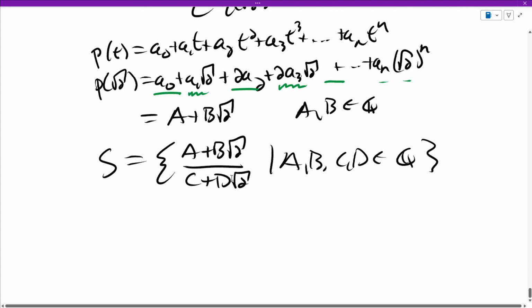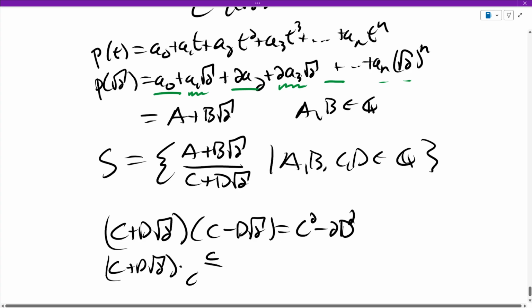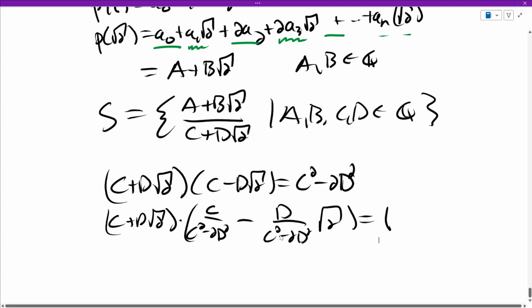But we know how to compute multiplicative inverses of c plus d root 2, right? C plus d root 2 times the conjugate expression is c squared minus 2d squared, which is not 0 if c and d are not 0. And so c plus d root 2 times the conjugate, divided by that c squared minus 2d squared, is 1. And this, therefore, is the multiplicative inverse of c plus d root 2.